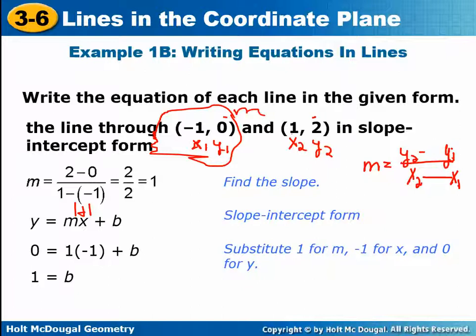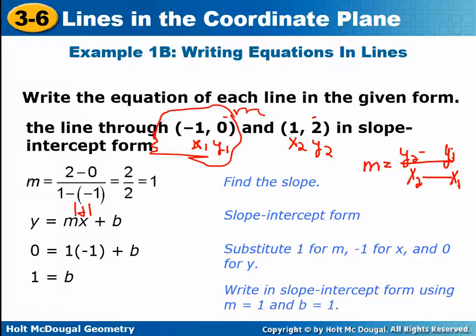Then you have one more step, and the last step is to rewrite this y equals mx plus b, replacing m and b that we just solved for where they belong. And you don't have to put the 1 in front of the x unless you want to. So you could write this as y equals 1x plus 1, or you can just write y equals x plus 1.